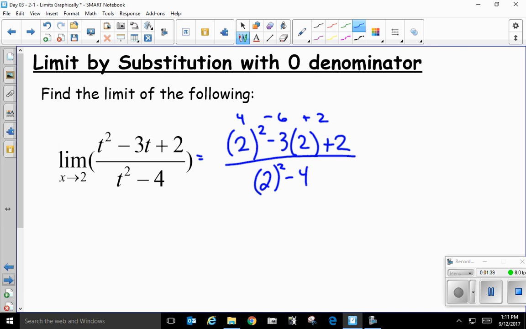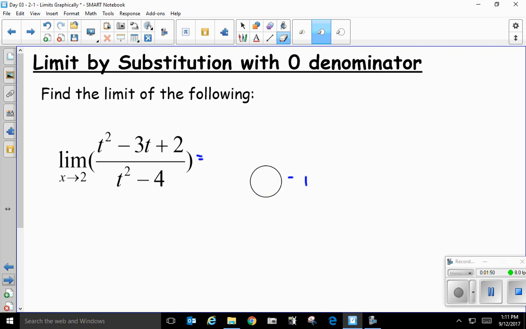But you must check for something first. If you put a number into a fraction and it causes the denominator to be 0, you need to look for something first. What do you think I might be able to do? Factor. What's the factoring of the top? How does the top factor?